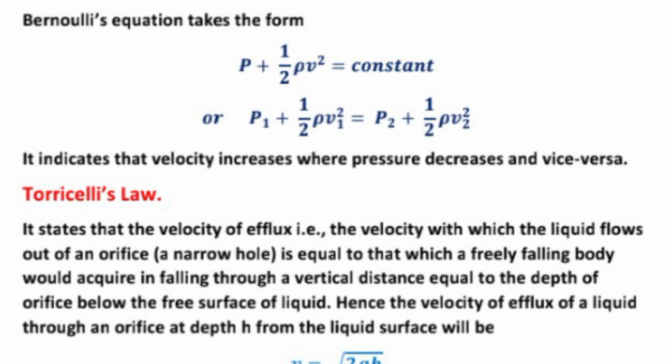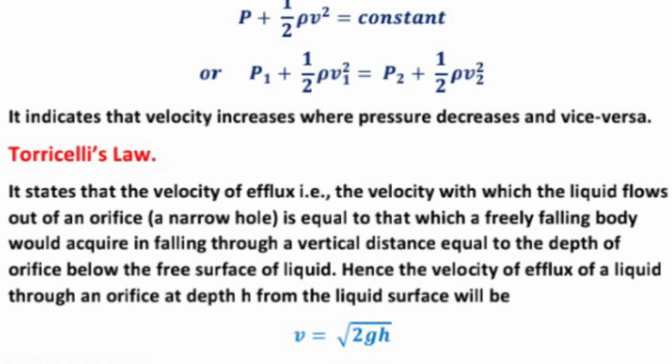It states that the velocity of efflux, that is, the velocity with which the liquid flows out of an orifice, a narrow hole, orifice means narrow hole, is equal to that which a freely falling body would acquire in falling through a vertical distance equal to the depth of the orifice below the free surface of the liquid. Hence, the velocity of efflux of a liquid through an orifice at depth h from the liquid is given by v equal to under root 2gh.